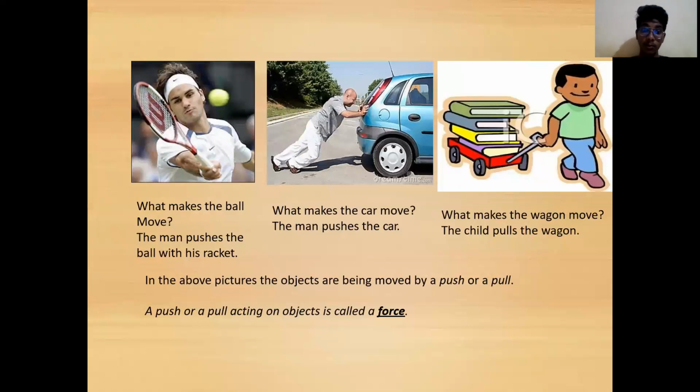So what makes the ball move? The man pushes the ball with the racket. What makes a car move? The man pushes the car. What makes a wagon move? The child pulls the wagon. So these are pulling and pushing effects. In all the above pictures, we can see that there is pulling, pushing and hitting. All this pulling and pushing acting on an object is said to be force.